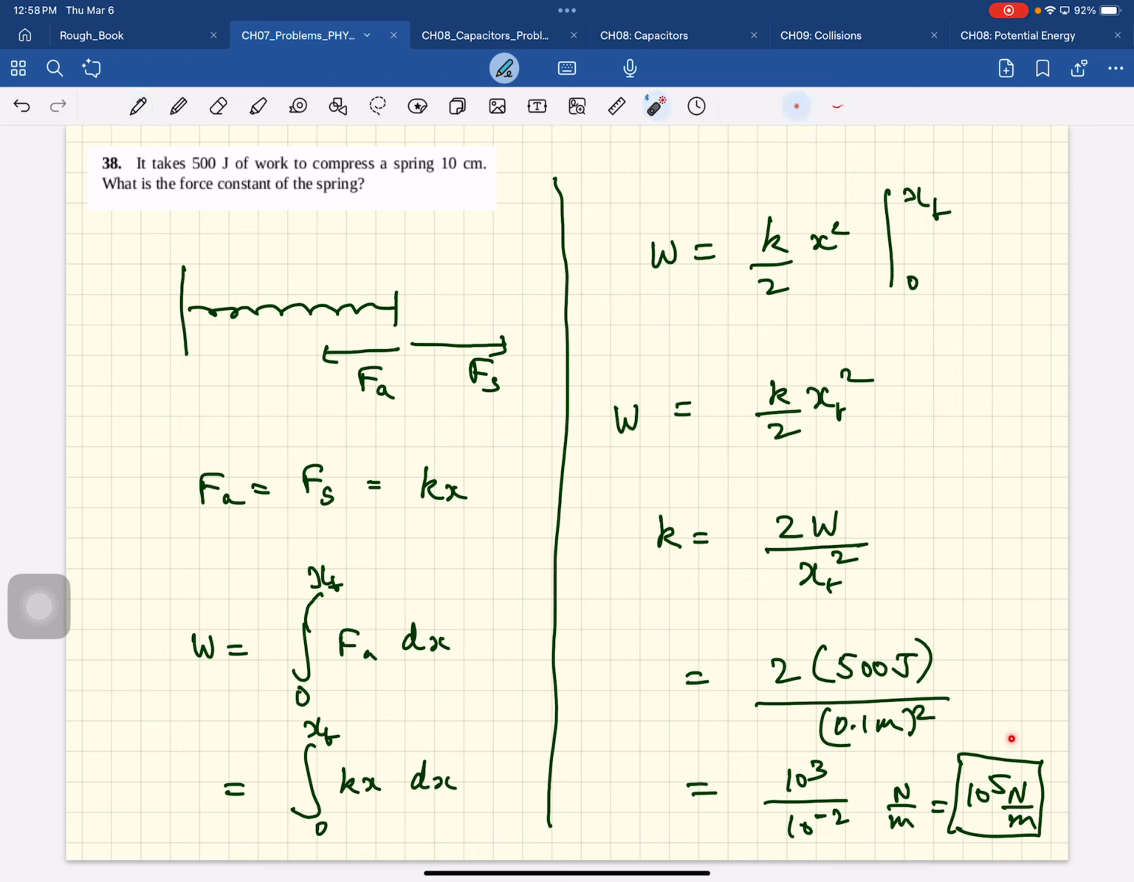Okay, do you guys have any sense for this thing? It's 100,000 Newton per meter. Is it a strong spring? So it's a very strong spring.